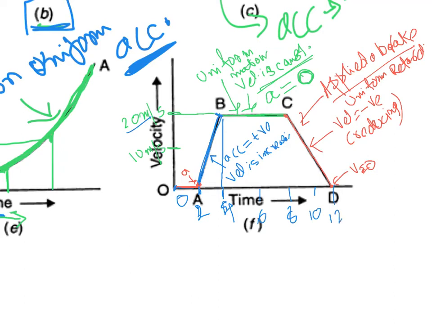From 0 to 2 seconds I was at rest. At 2 seconds I pressed the accelerator. So at this point, in these 2 seconds, I have reached a velocity of 20 meters per second, right? So I can calculate my acceleration: 20 by 2, which is 10 meters per second squared, is the acceleration I have given from point A to this point, and I have reached this velocity.